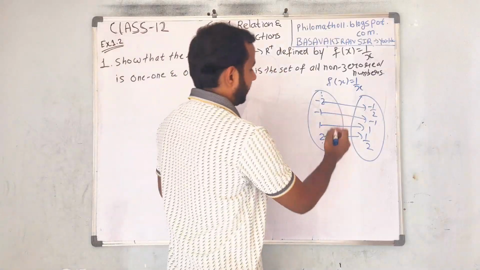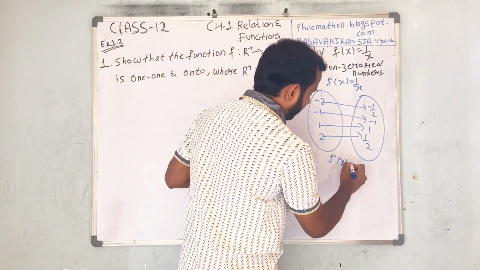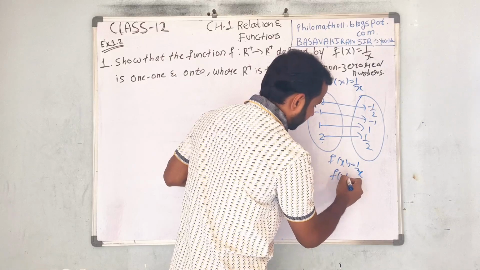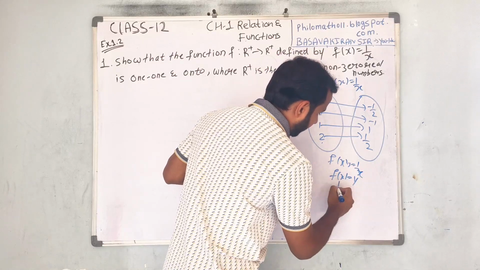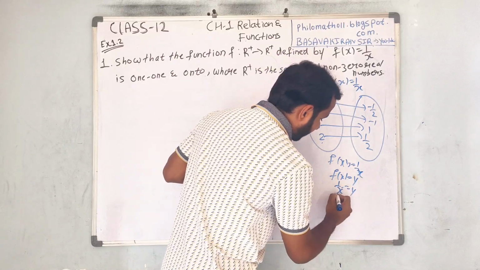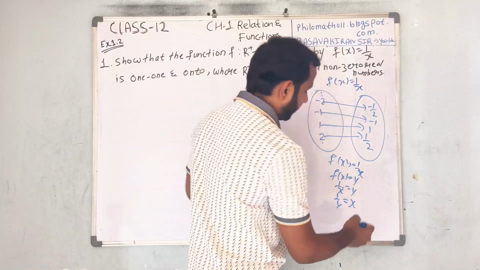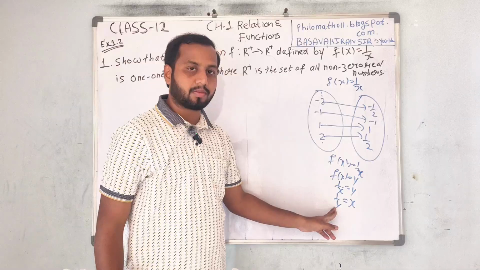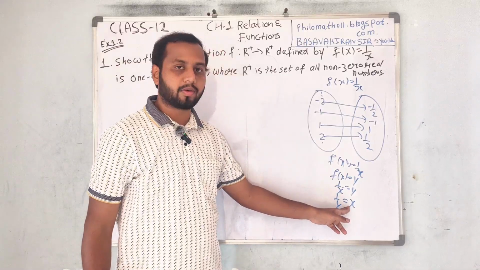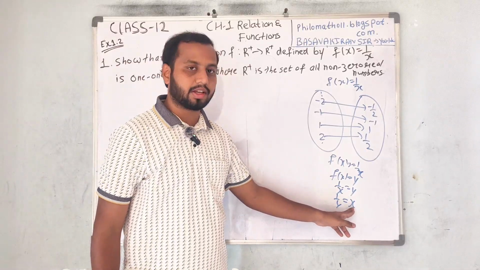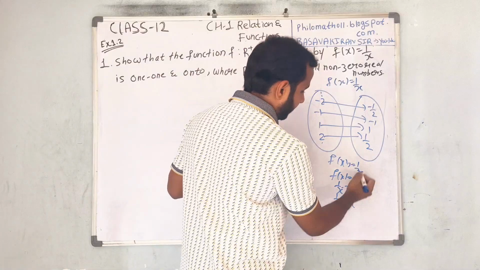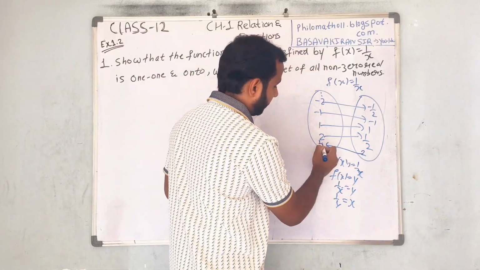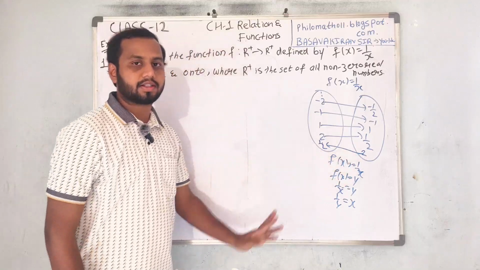For example, f(x) = 1/x. If f(x) = y, then 1/y = x. Now if you substitute the y value, you get the x value. For example, if I take y = 1, x is 1. If I take y = 2, the x value I get is 1/2. So every image has its pre-image.